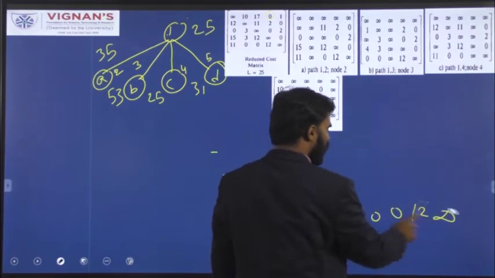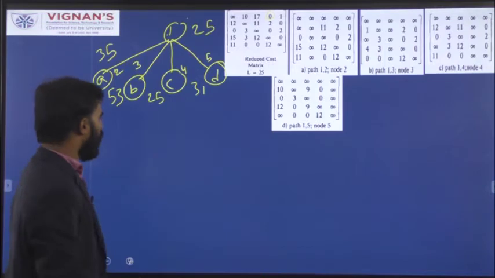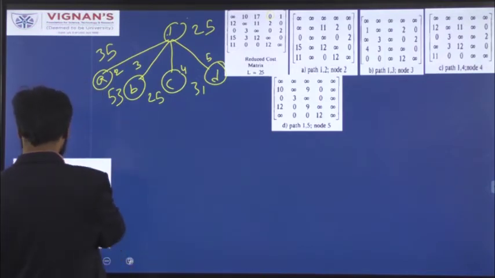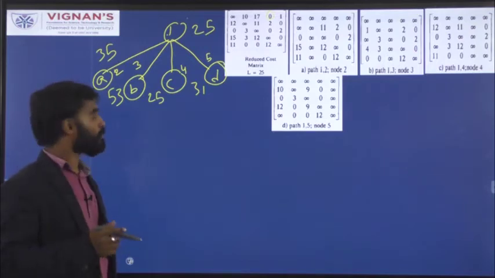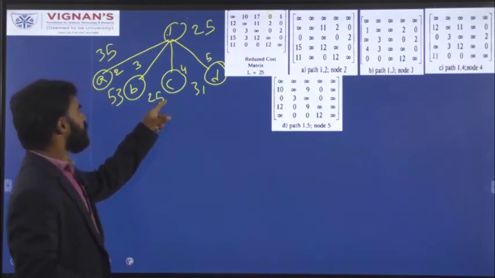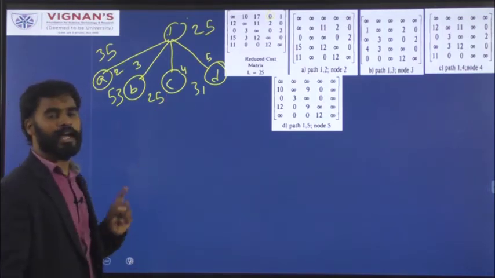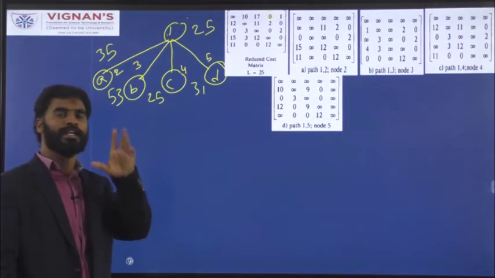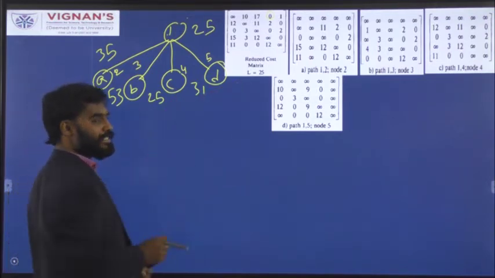So we have 4 unexplored nodes, A, B, C, D. Among these 4 nodes, which node are we supposed to evaluate? Which node are we supposed to explore first? The cost of the first node is 35, the second one is 53, the third one is 25, and the fourth one is 31. So node C has the least cost. So let's explore node 3, node C.